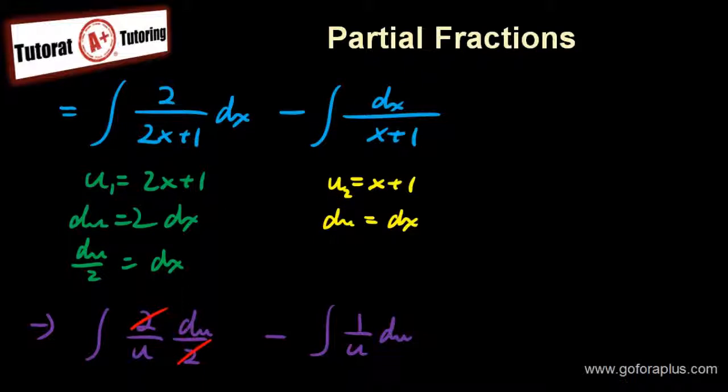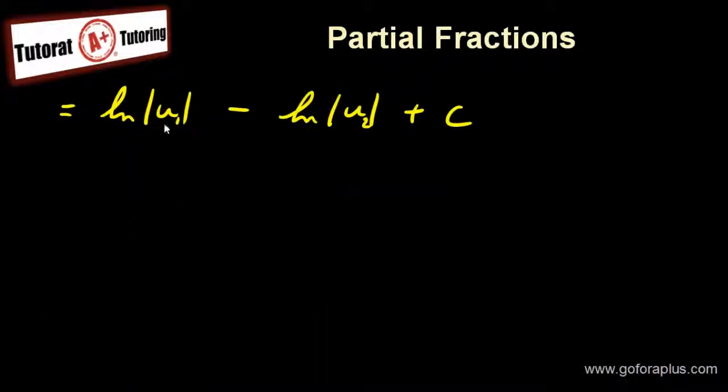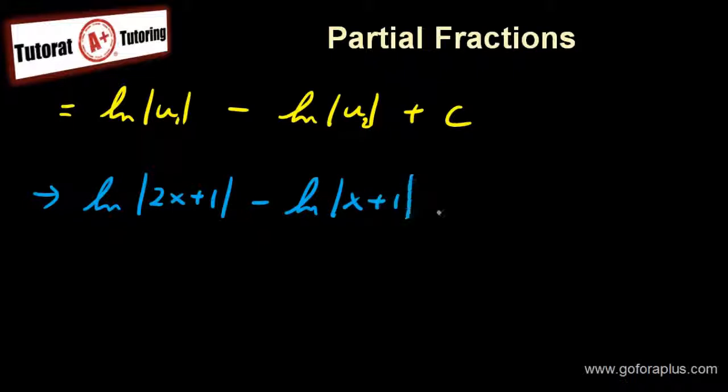So the first one, you have to replace it back with 2x plus 1. And the second one is x plus 1. So let me replace that. So ln of absolute value of 2x plus 1, and then I have minus ln of absolute value of x plus 1, plus C. So this is basically my final answer for this question.